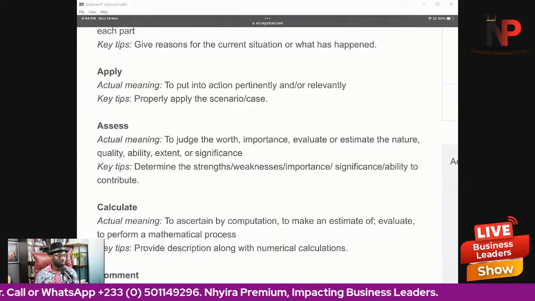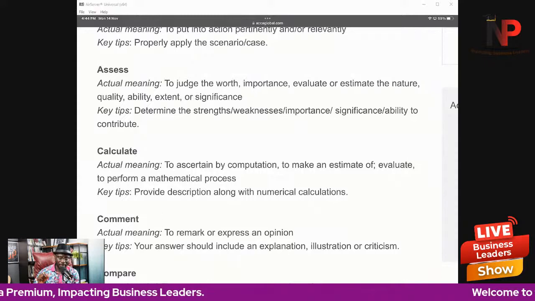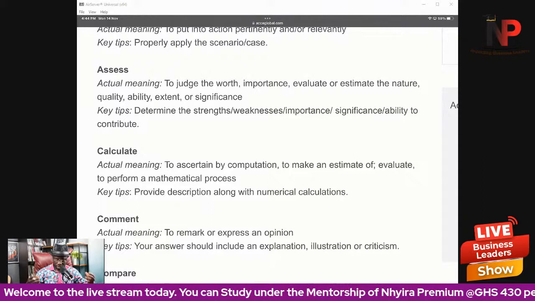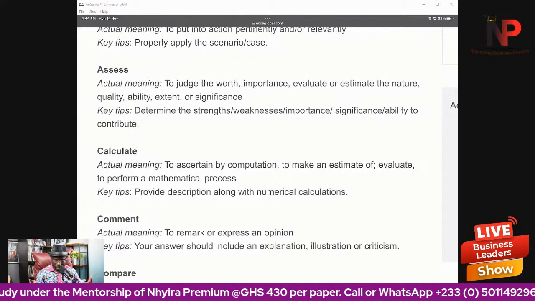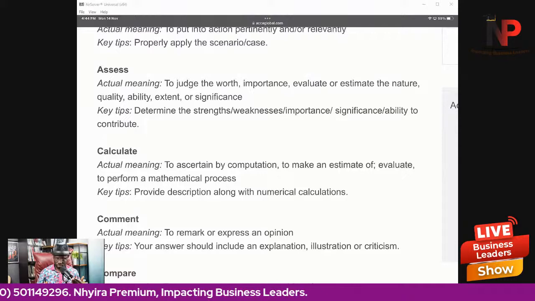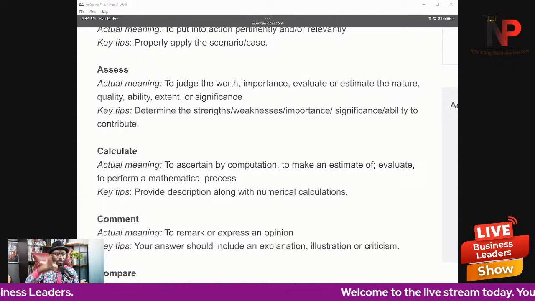Number three, assess. What does this mean if the examiner says assess? Assess means to judge the worth, the importance, evaluate or estimate the nature, quality, ability, extent, or significance of something. So it means that you need to determine the strength and weakness, the importance, the significance, or the ability to contribute. That is what we mean by to assess.